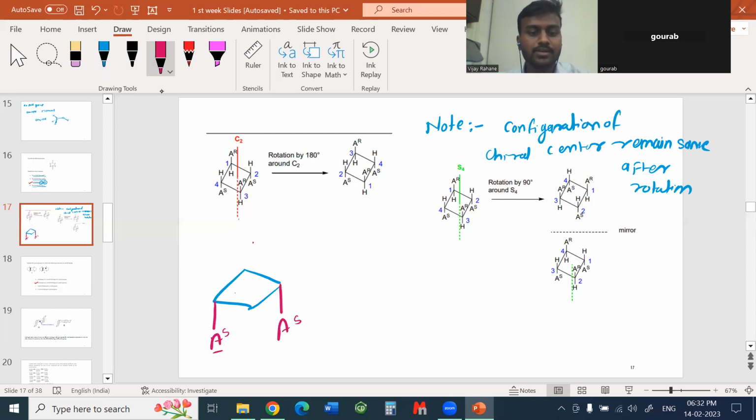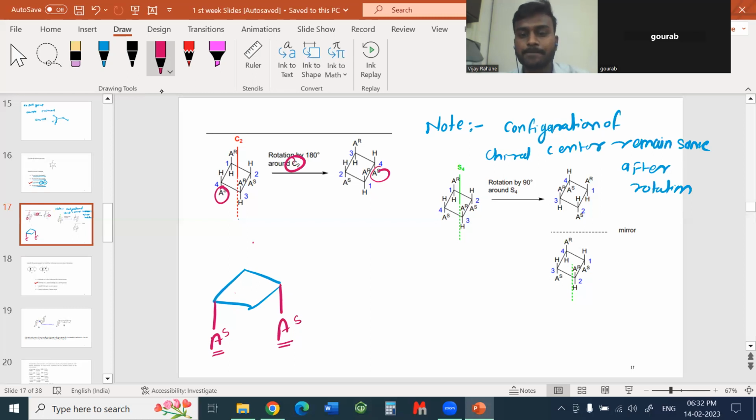See, this group has an S configuration, this group has an S configuration. After rotation, that is by C2 degree, the configuration remains the same, right? So rotation doesn't affect the configuration of the center. If you do the rotation, then the configuration of this center, when it goes here after rotation, will remain the same. So it doesn't get changed.